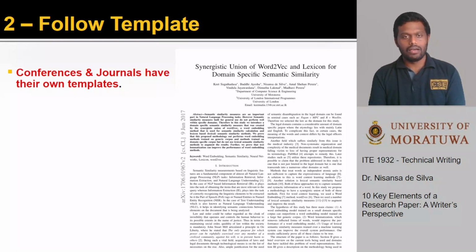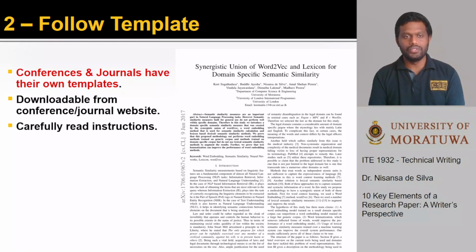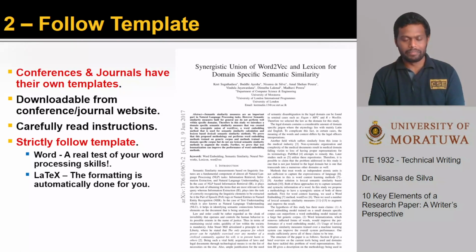Therefore, when you are trying to write a paper for a certain conference or a journal, you should download the template from their website, because there might be small differences that they have done on top of the organization template. So when you are submitting to an IEEE conference, there might be small changes in that template that are not in the generic IEEE format. And once you download it, you should very carefully read the instructions, and you should very strictly follow the template.